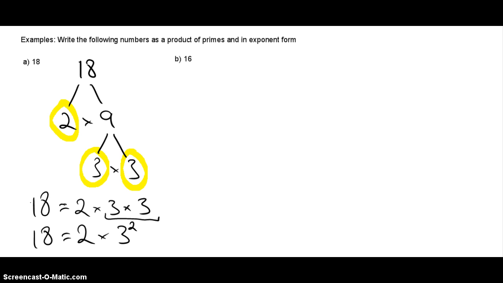Let's do 16 in a very similar way. We need to split that up into 2 factors. So 2 factors of 16, well, 4 times 4 would give me 16. So I'm going to use 4 times 4. Is 4 prime? No, it's not. So I need to split it again. So I can split this 4 into 2 times 2. Is 2 a prime number? Absolutely. So I can circle both of them.